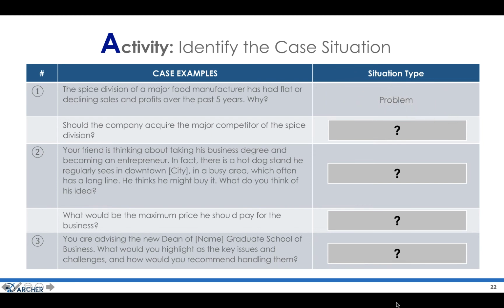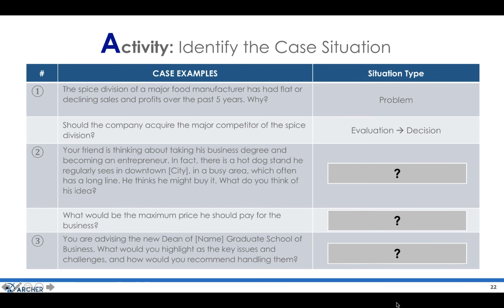That would be a problem because we've got to identify the root cause. If instead the question was phrased, should the company acquire the major competitor of the spice division, that might be more of an evaluation, and it could lead to a decision. The should the company acquire lends itself to a yes or no question.